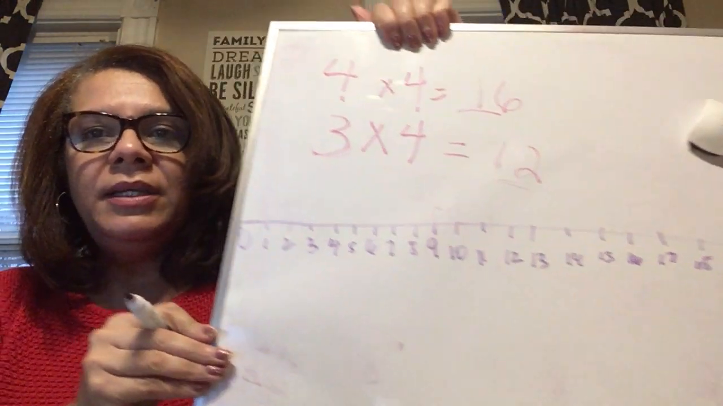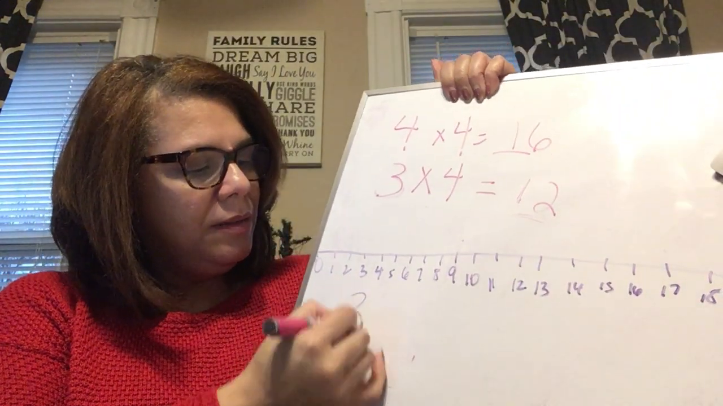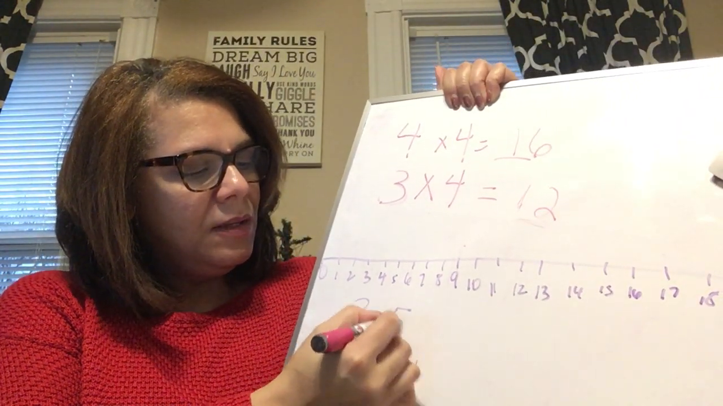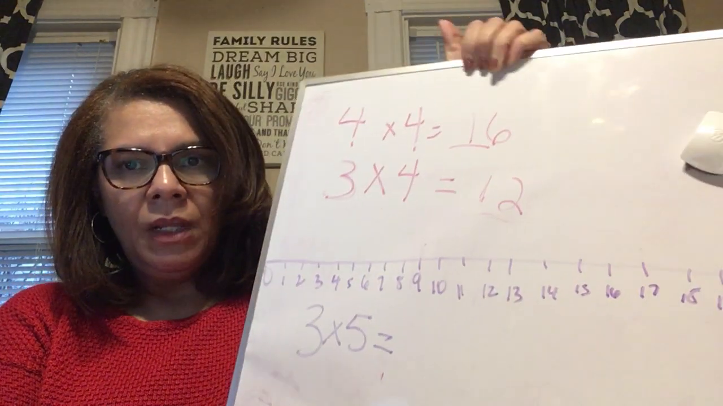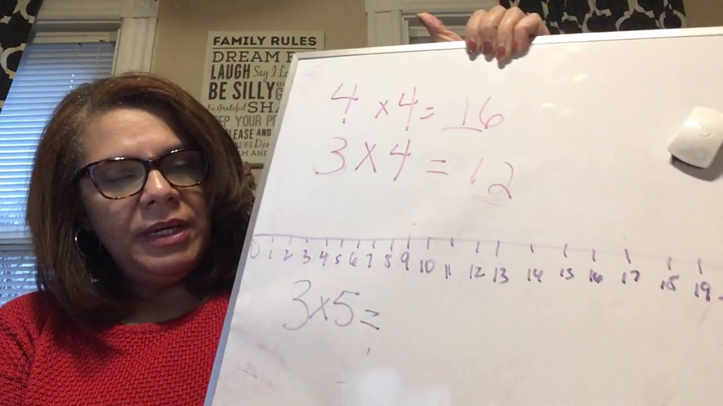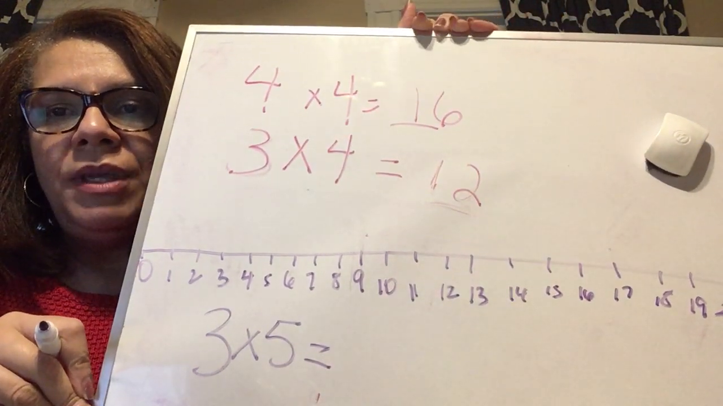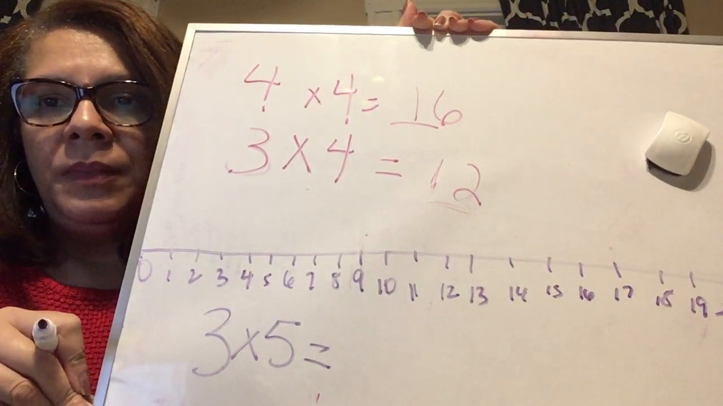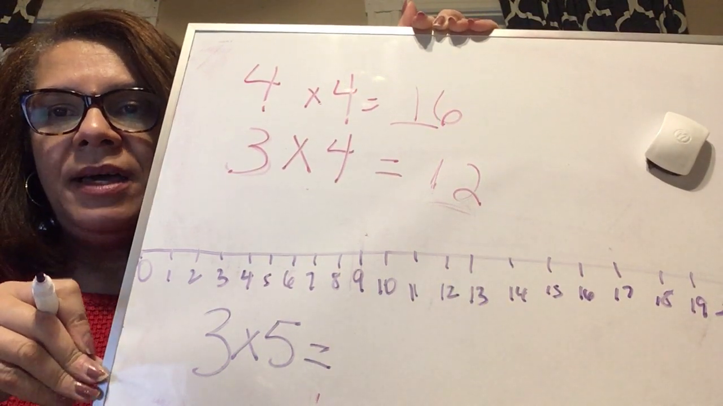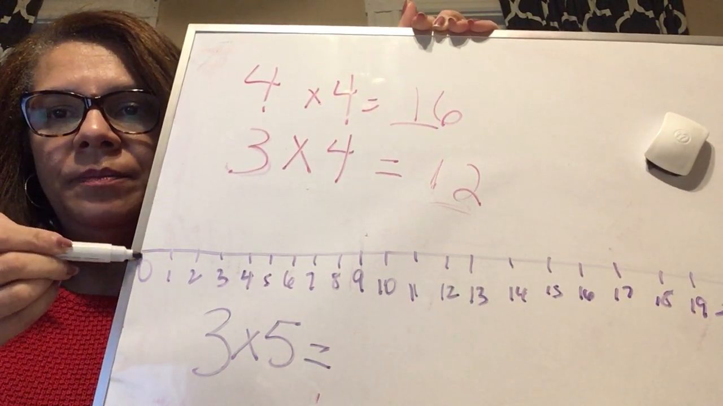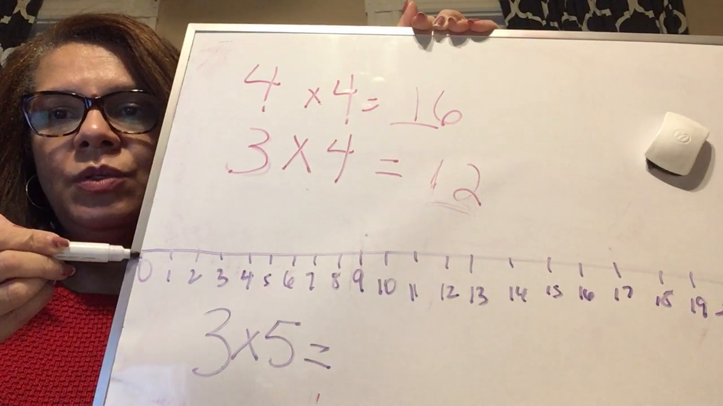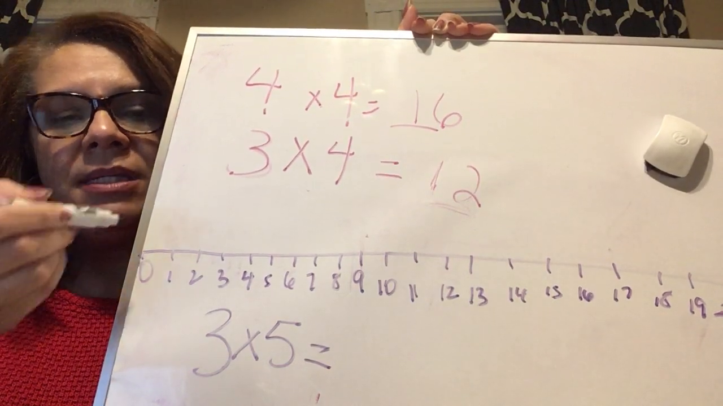Okay, so I want to use the number line to show 3 times 5. So how do we use a number line to show 3 times 5? Remember, 3 times 5 means 3 hops of 5. So we're going to start here, and we are going to hop 5 spaces.